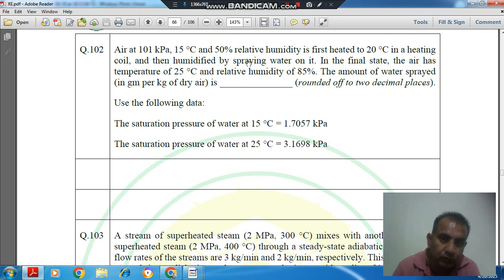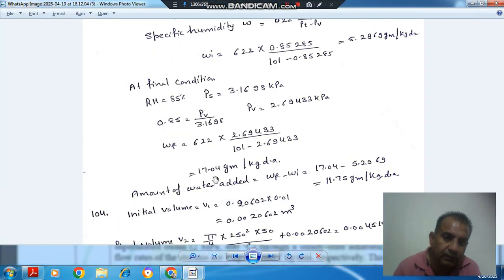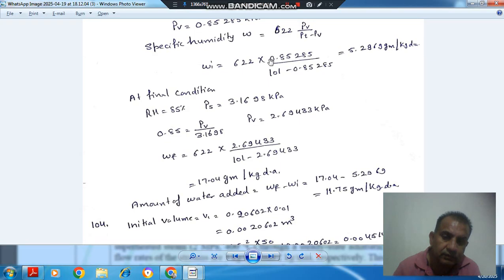the answer, because it is first heated to 20 degrees Celsius in the heating coil, so there is no water added here. Water is added in the second process, when it is humidified by supplying water. So that is the water added. That comes out as 11.75 gram per kilogram of dry air. So the answer is 11.75.